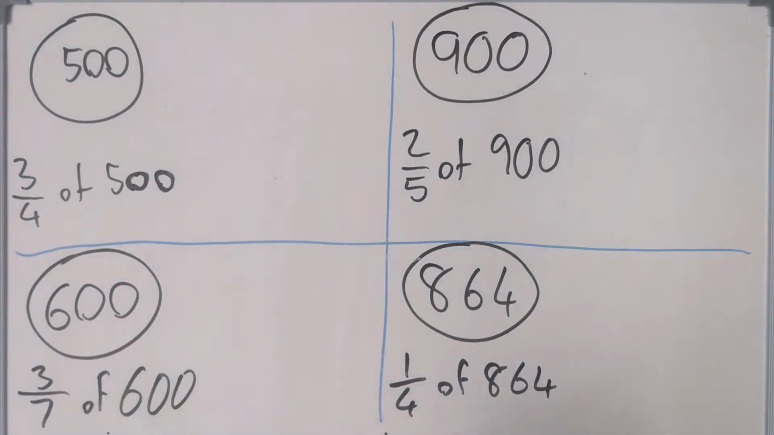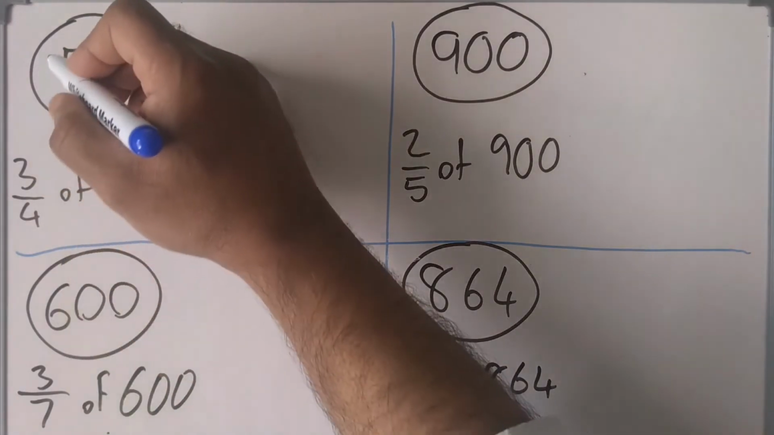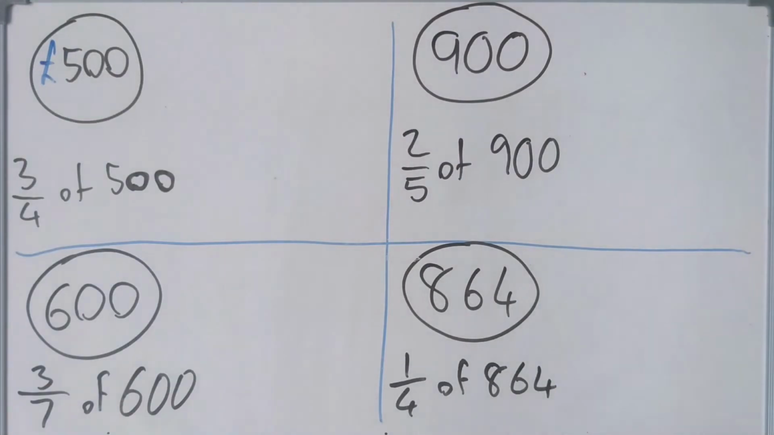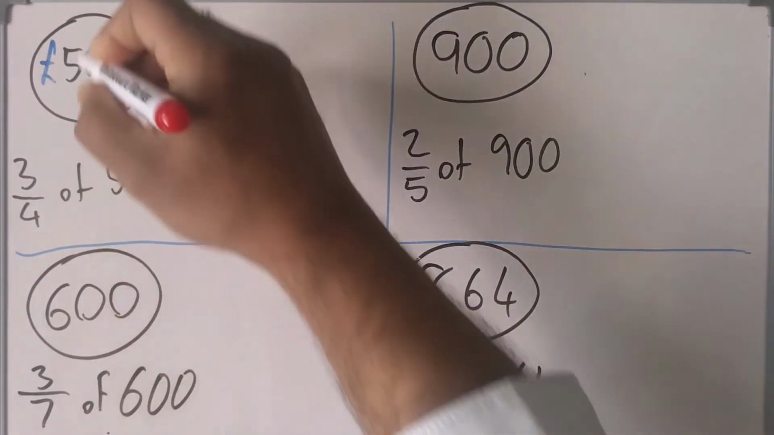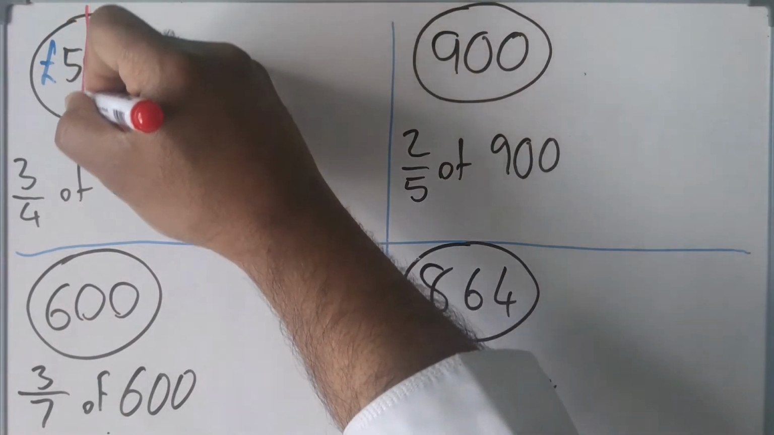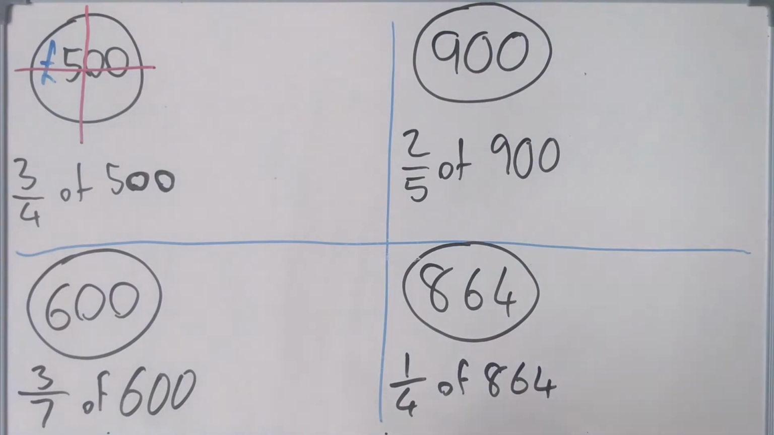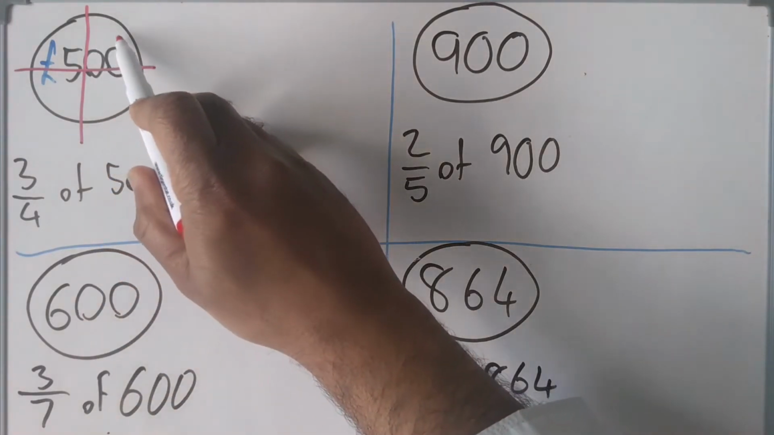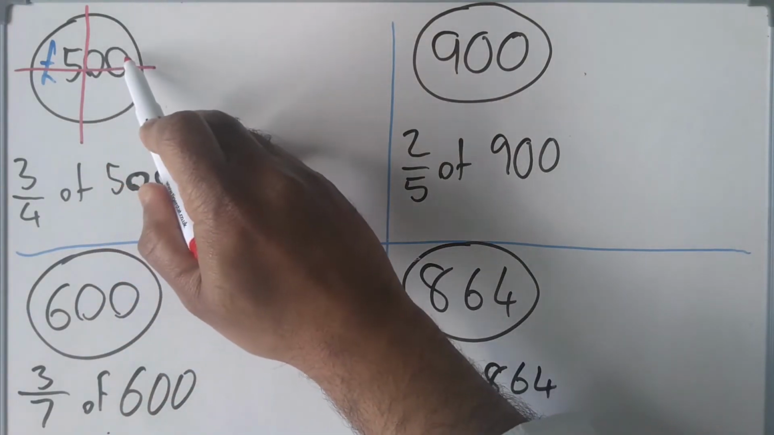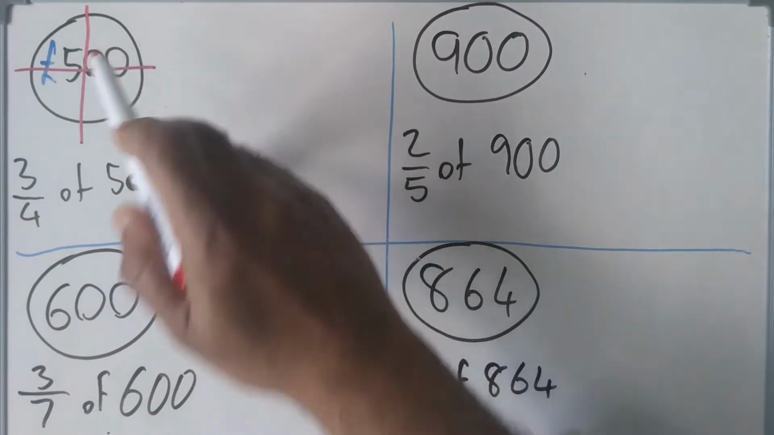So it doesn't really matter what that 500 represents. But in this case, because we're used to working with money, just imagine we're talking about £500 and we want to find 3/4. So what we'd do is get that 500 and divide it into 4 equal parts, and one of those parts would represent 1/4 of 500.